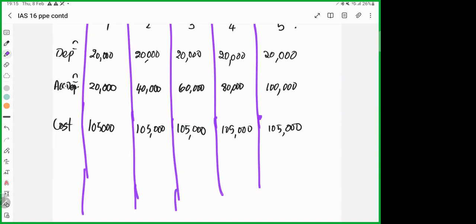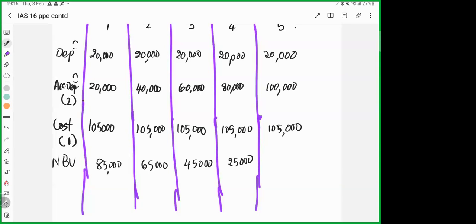Now, there is something called net book value. What is net book value? Cost minus accumulated depreciation. So the net book value at the end of the first year will be 85. End of second year, it will be 65. Third year, it will be 45. Fourth year, it will be 25.